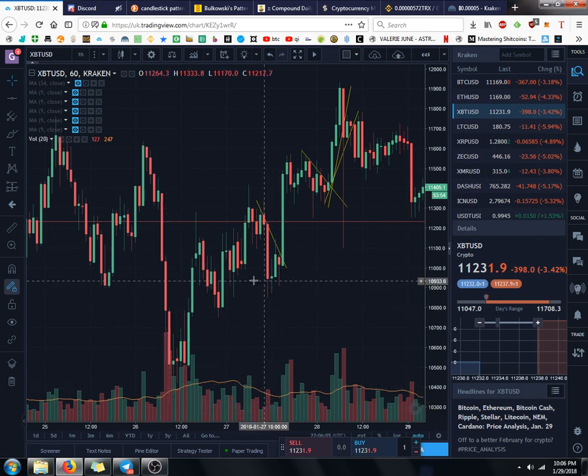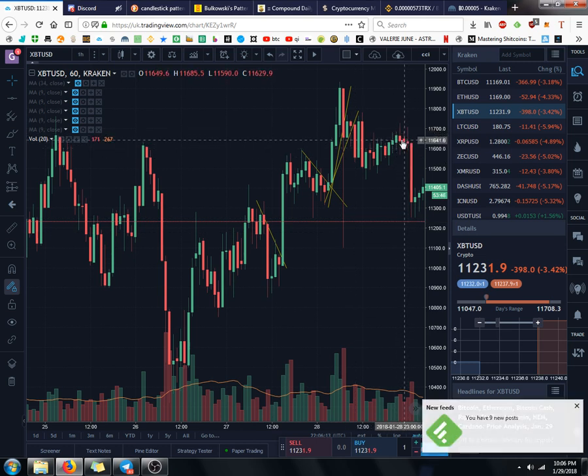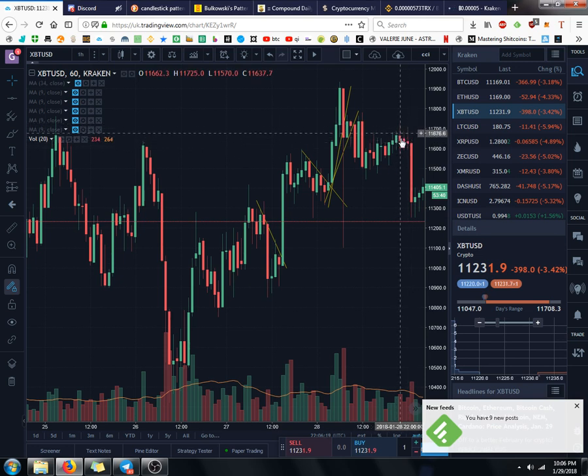But there's different things, like there's different shapes, like these 3 here. You can tell that the market was going to go down because of the wicks. The market tried to go up, but it came down. Tried to go up and it came down. Tried to go up and it came down, and then it crashed down.